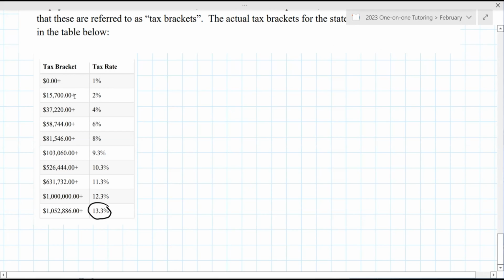Their first $15,700, or well, I'm sorry, the first $15,700 is taxed at the 1%. The next amount of money they make, between 15,700 and 37,220, is taxed at this rate. So it's presented incorrectly. You only pay your tax rate for the money you make beyond the threshold of that bracket.